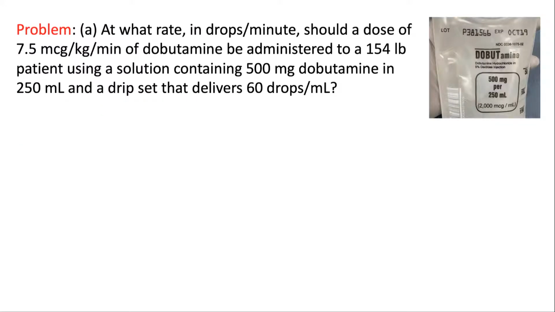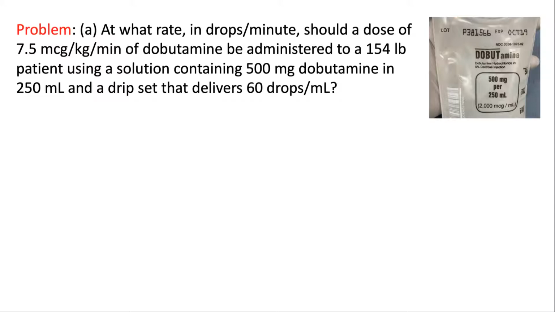All right, let's start our next question, and it has to do with the administration. If you look at the picture on the right-hand side, this IV product is dobutamine. So dobutamine at 500 milligrams per 250 mL, as you can kind of see in that bag, that's the bag we're trying to infuse. So let's read the question.